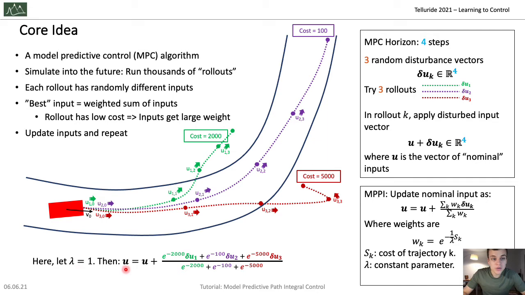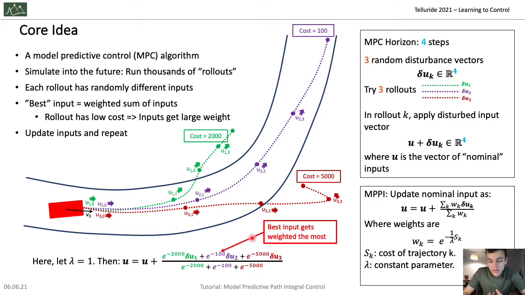We would update U as U plus e to the minus 2,000 times delta U1, 2,000 being the cost of the first trajectory, delta U1 being the perturbations that made up that first trajectory, plus e to the minus 100, 100 being that cost, times the perturbation delta U2, and plus e to the minus 5,000 with that cost, times delta U3. And then normalize it with the sum of those weights.